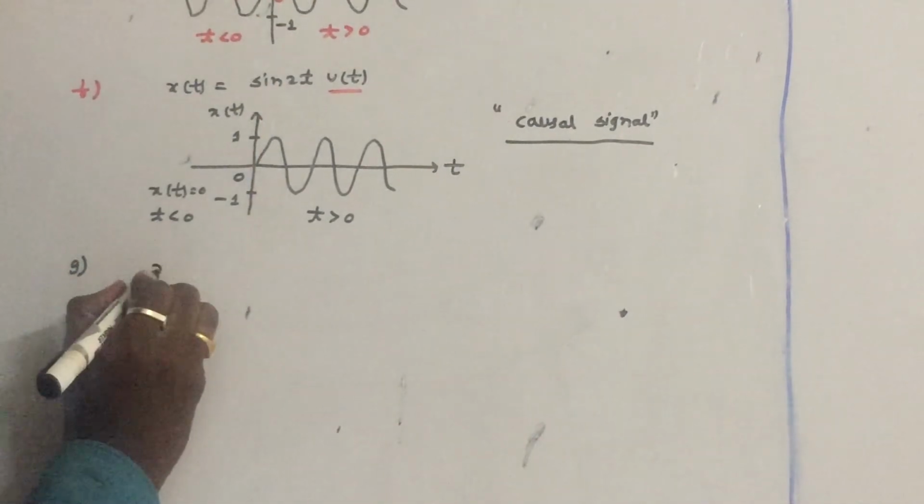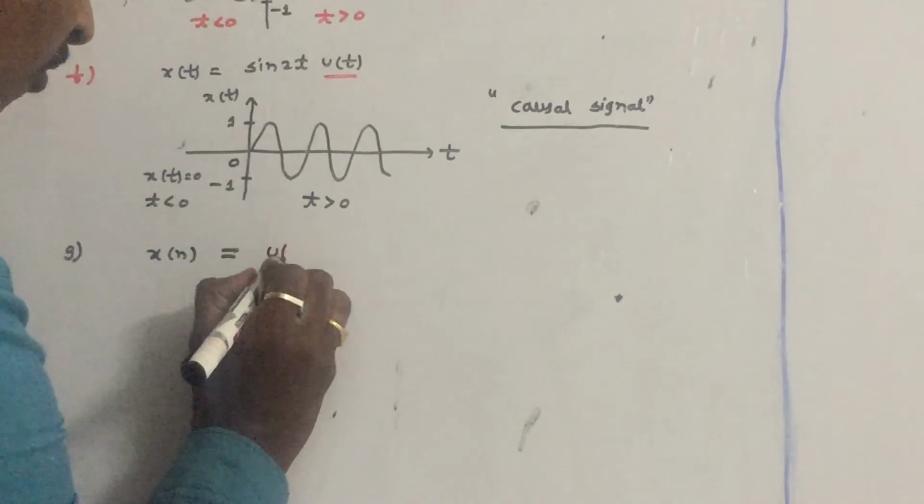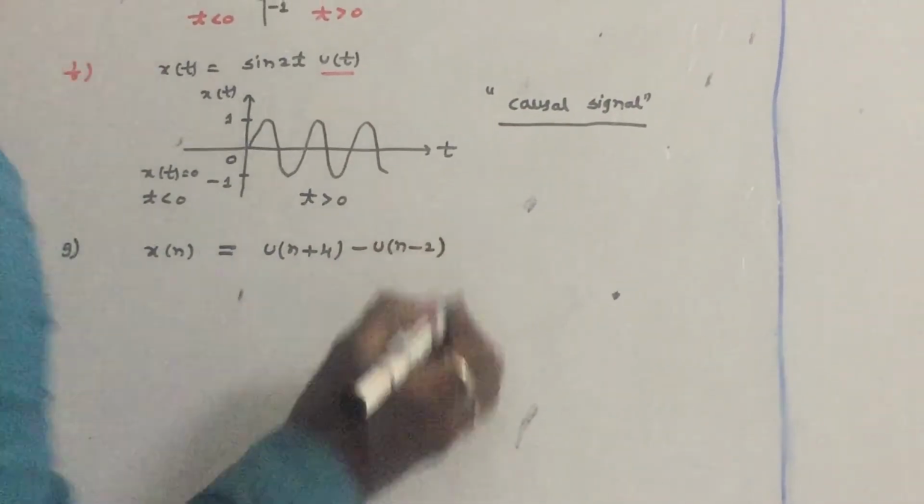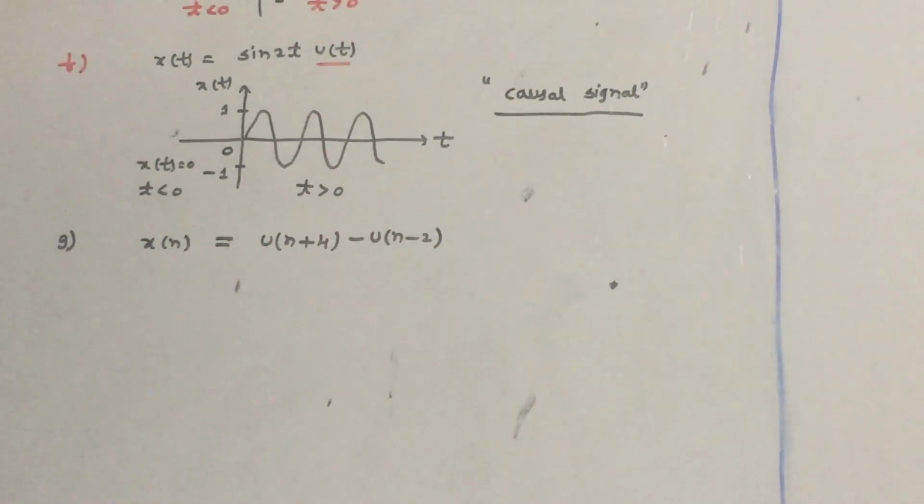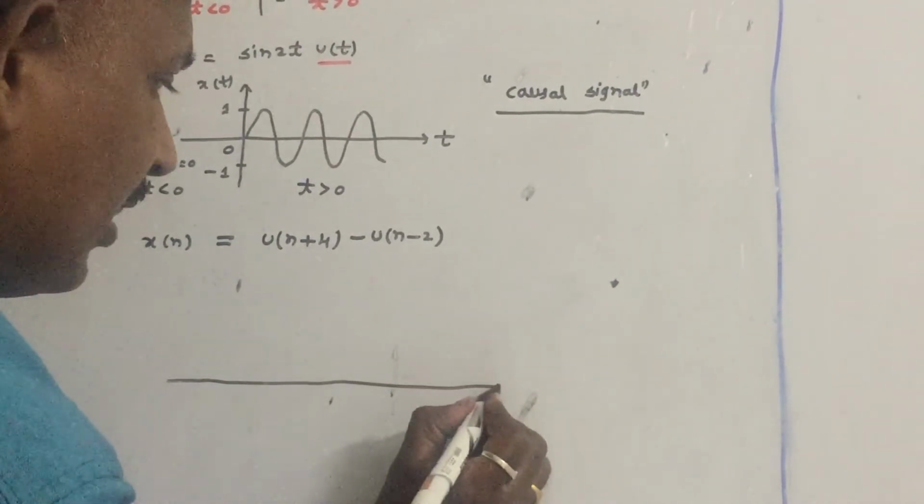Let us see the question number G. Coming to the discrete time signal examples. x of n is equal to u of n plus 4 minus u of n minus 2. So let us see, as you know that we have solved this kind of questions. So what is the nature of signal?